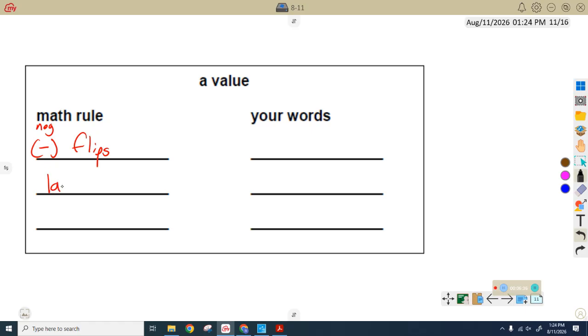When the absolute value of A is greater than 1, this stretches. Okay? It stretches it vertically. So you could actually put vertical stretch. Alright?